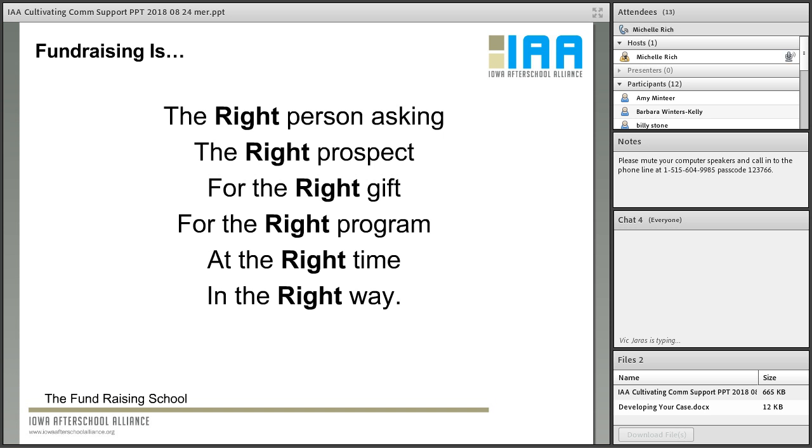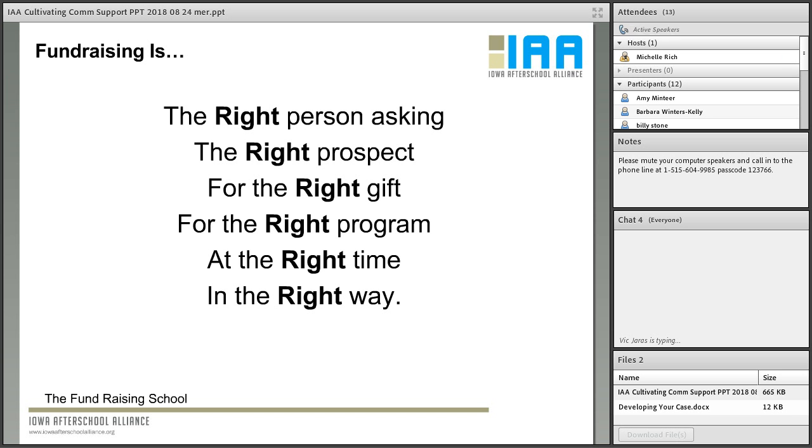and you've done that grid process so you can identify the right gift, whether that be in products or services, time, or money. For the right program, doing your case statement, really understanding what it is that you're seeking to do in the community, what your solution to the community problem is.